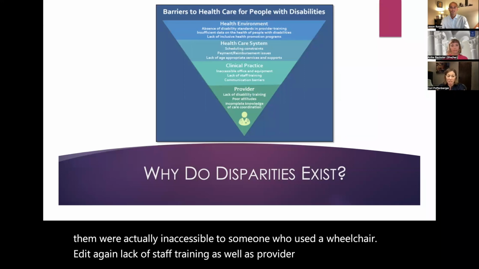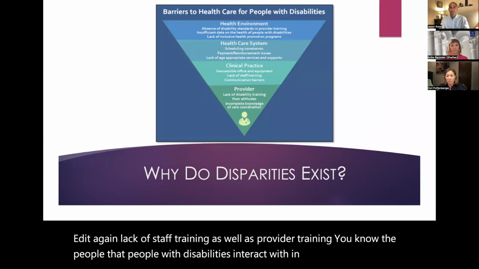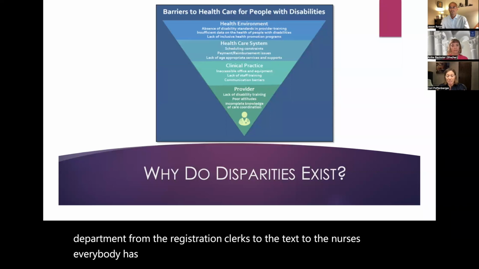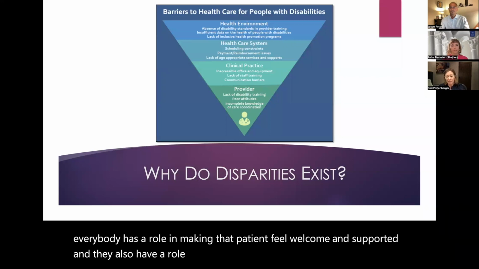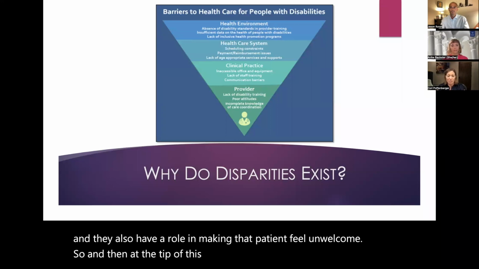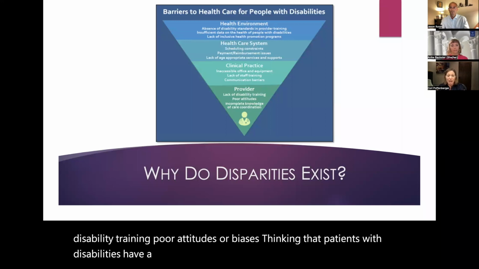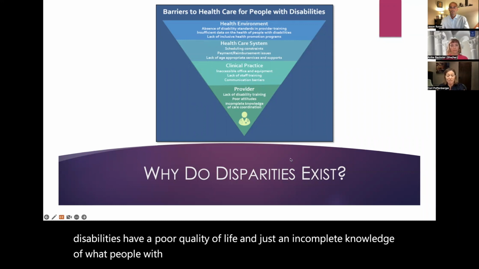The people with disabilities interact with in the emergency department, from the registration clerks to the techs to the nurses. Everybody has a role in making that patient feel welcome and supported, and they also have a role in making that patient feel unwelcome. So, and then at the tip of this is the provider. So again, lack of disability training, poor attitudes or biases, thinking that patients with disabilities have a poor quality of life, and just an incomplete knowledge of what people with disabilities need in terms of language, in terms of etiquette, and in terms of care coordination.